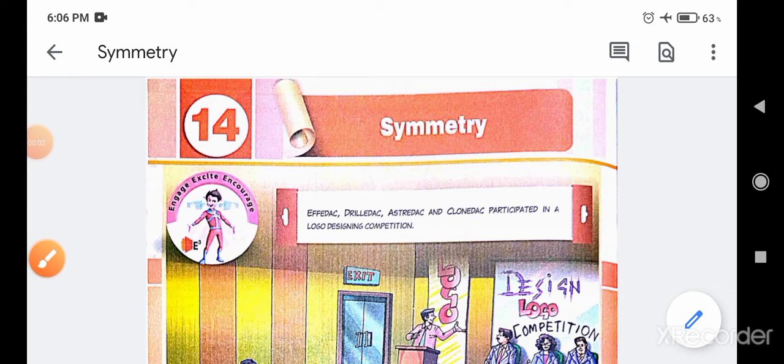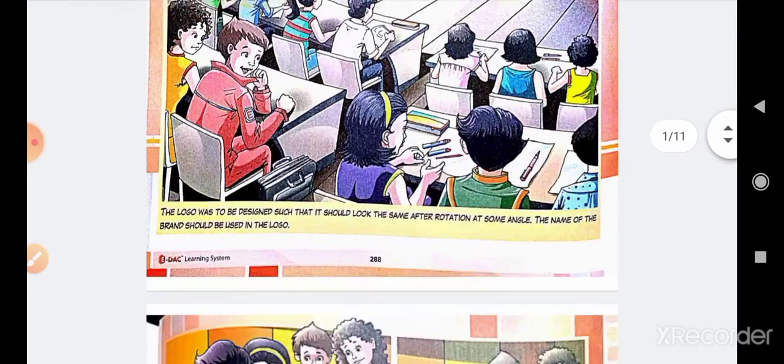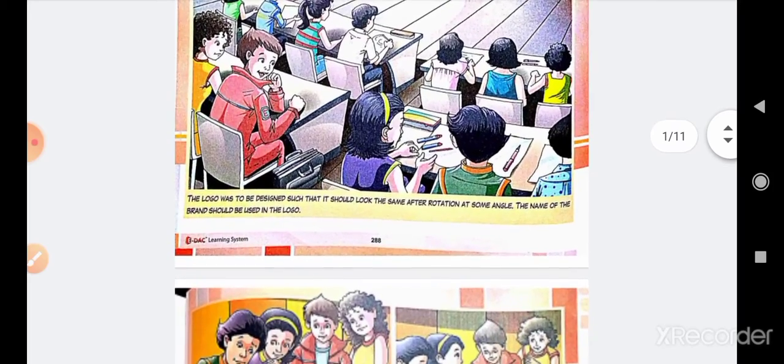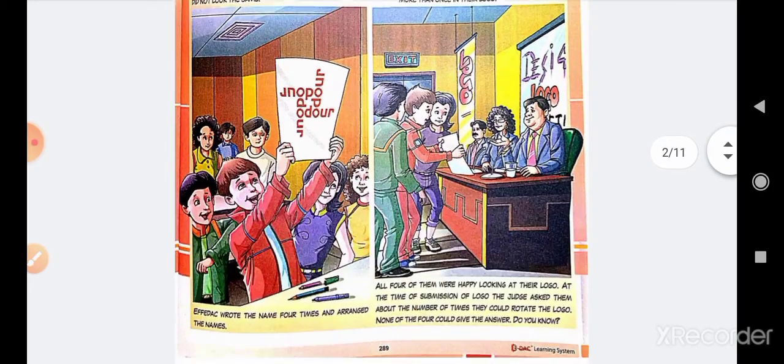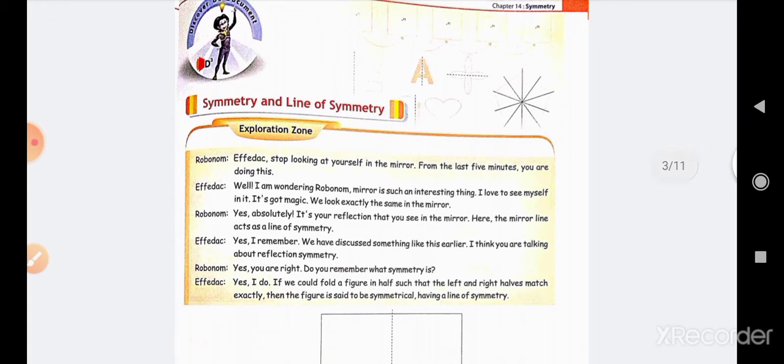Hello dear students, today we will start chapter 14 Symmetry, and this chapter is in Essay 2 syllabus. In this chapter we will discuss the symmetry that you have already discussed in grade 6. Firstly you should know what is the meaning of symmetry.